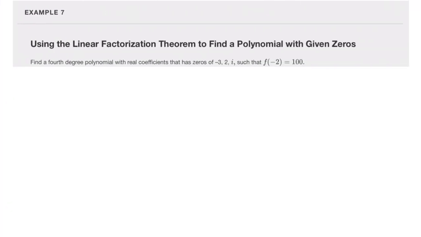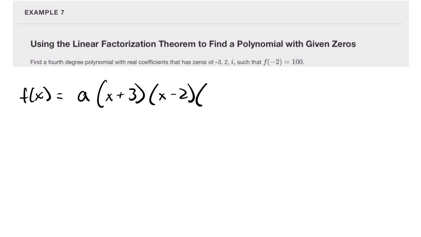Find a 4th degree polynomial with real coefficients that has the zeros of negative 3, 2, and i, such that f of negative 2 is 0. Okay. And so because i is a zero, negative i is also a zero. And if we take these zeros, the factors are going to take on the form of x minus the zero. Right? So we're going to find some polynomial function. We're going to say some a times x minus -3, which becomes x plus 3, x minus 2, and then it looks like it's x minus i and x plus i.